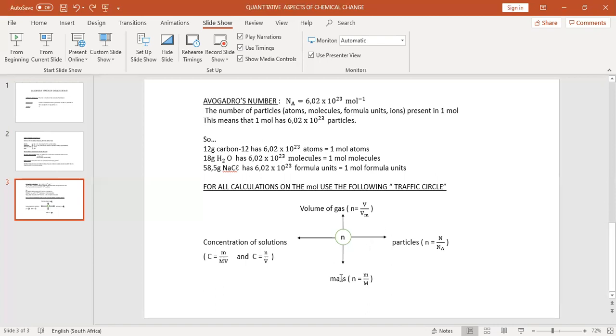If I have a mass again, let's assume I have 58.5 grams sodium chloride and I mix it in water. And I want to know what's its concentration. So I'll find number of mole first using this equation. That means I'll find number of mole here. And then I'll go ahead and find the concentration using either this equation or this one. This says concentration is mass over molar mass times volume, or concentration equals number of mole over volume.